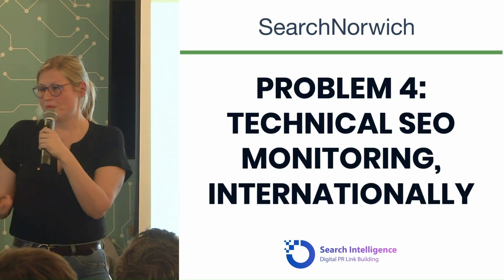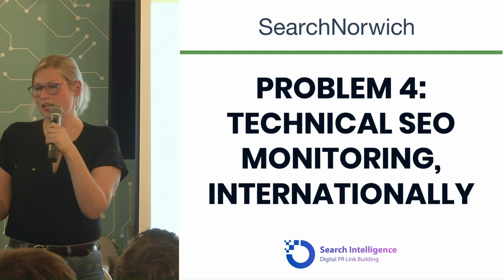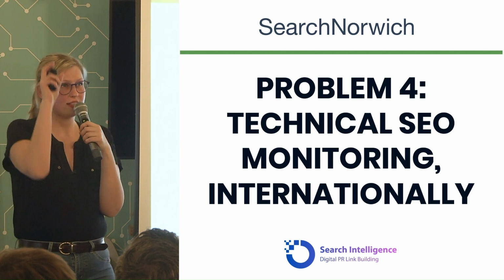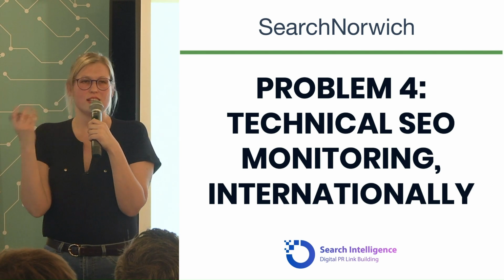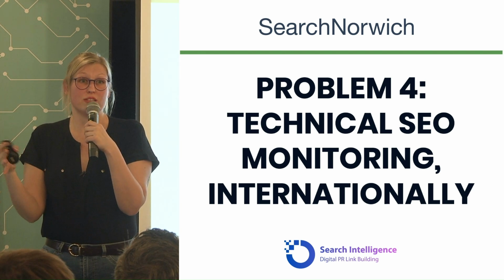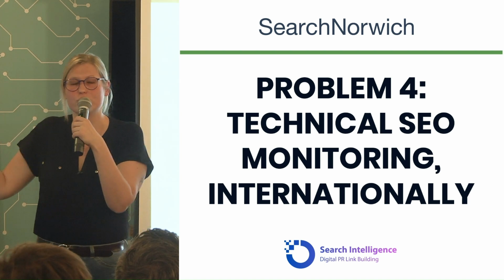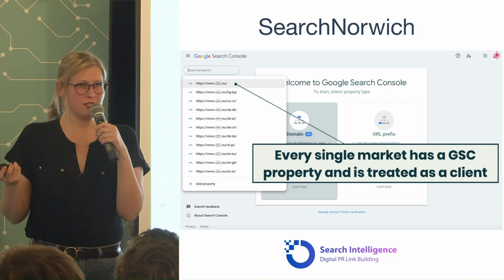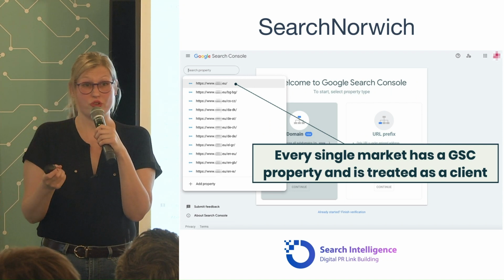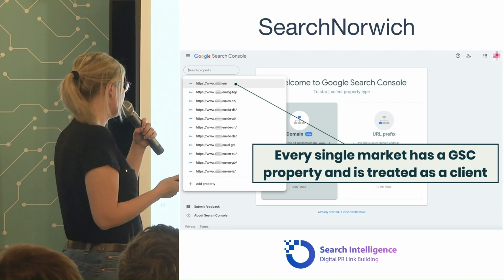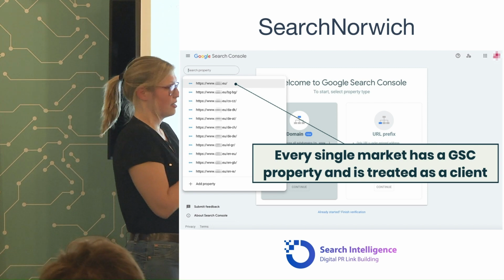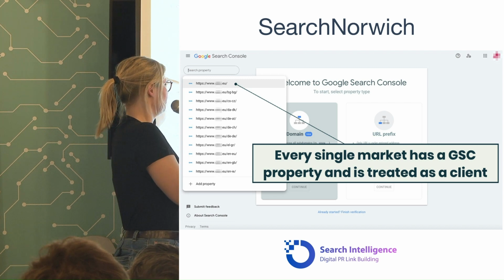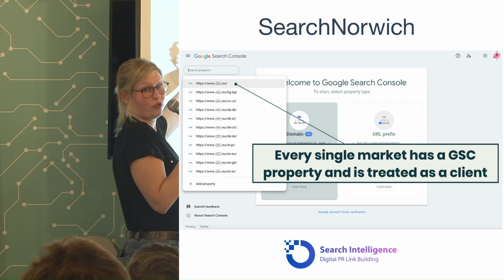Okay, problem number 4. Technical SEO monitoring internationally. This is a big one, because one thing is we detect that one beautiful issue. Second one is we actually go and continuously look for issues. And for this, tool number 1 is your Google Search Console. But what I want to really show you here is the fact, if you don't see, I will just explain it to you. Every single property is a language folder.